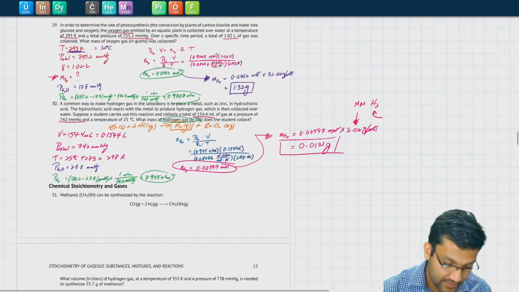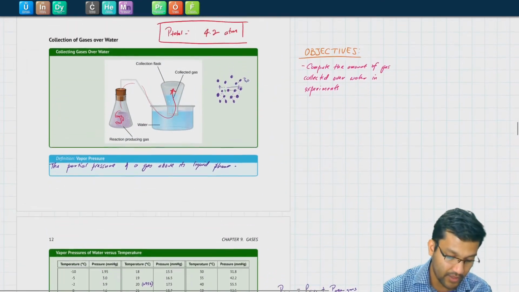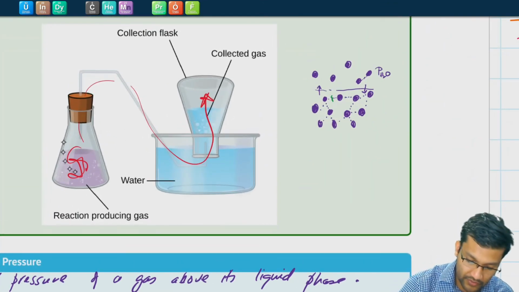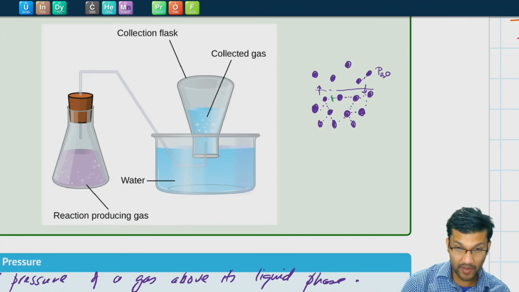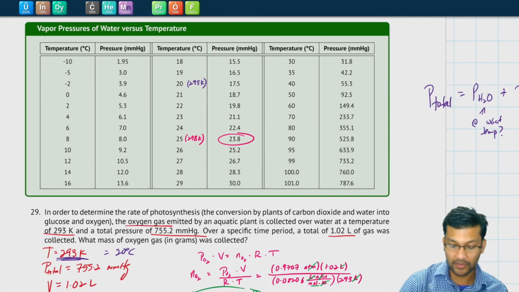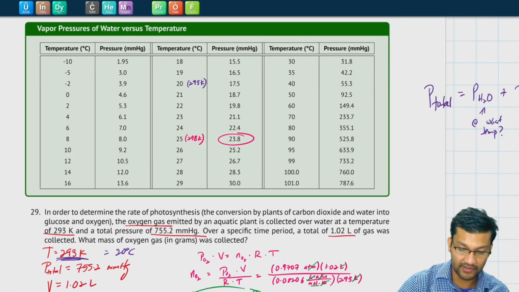Okay, so that brings me to the end of collecting gases over water. The most important thing to remember is whenever you do have an experimental setup like this, whatever gas you're collecting, always remember there's another gas in there, water. And that gas has a partial pressure, and I give you a whole table over here of the vapor pressure of water at various temperatures.